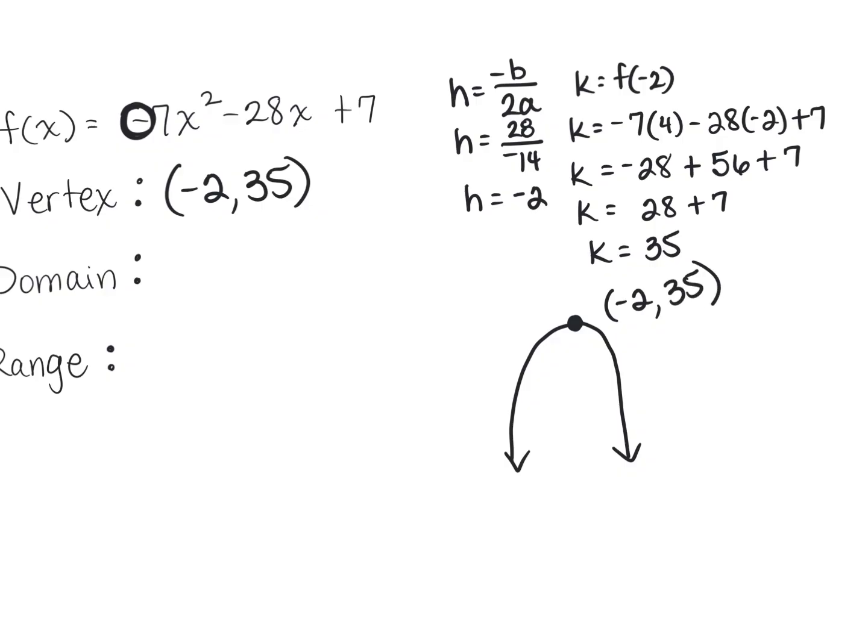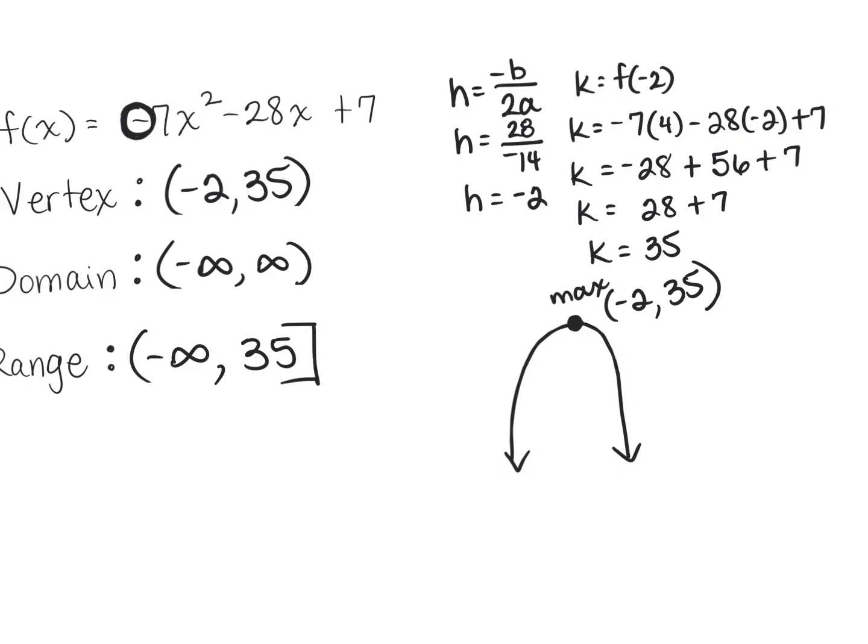So as we look at the domain of this, it's everything because it has no restrictions. And when I look at the range, of course, I'm going from bottom to top. Well, the bottom never stops. So it goes from negative infinity, and it goes up to the highest y value because this is my maximum, and it will include the number 35. Make sure you look at the y values, not the x values.